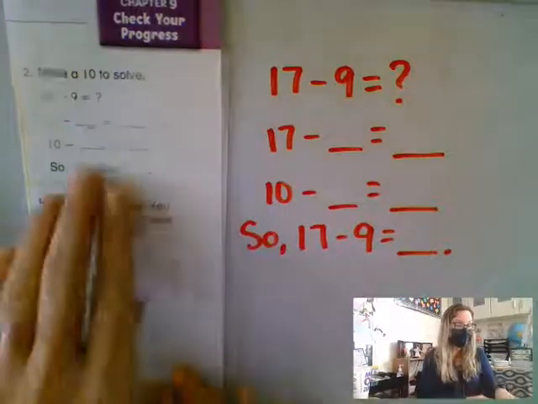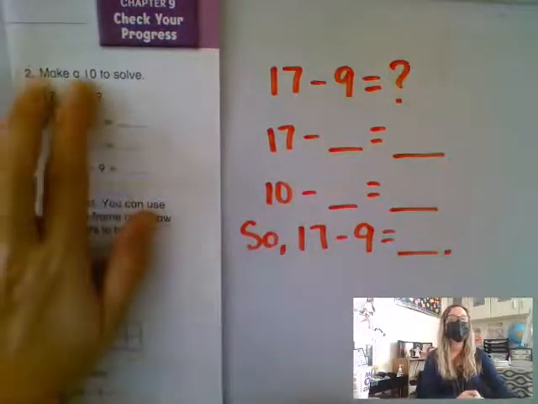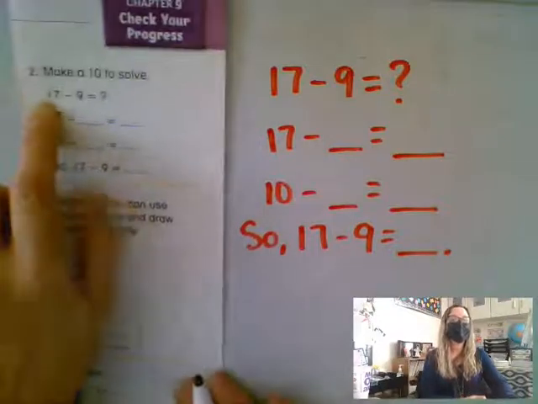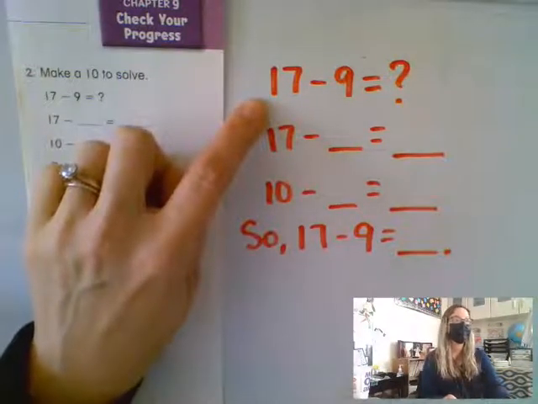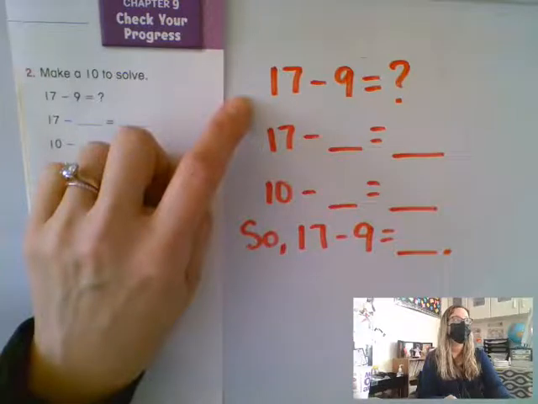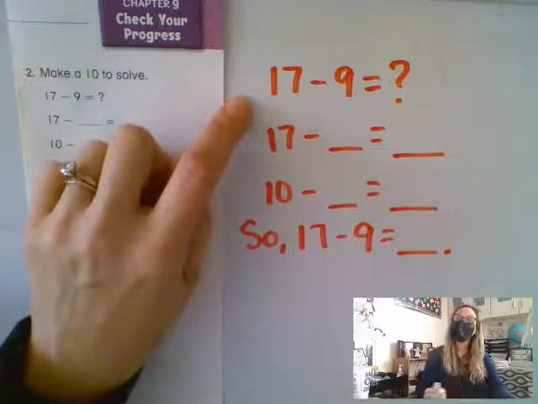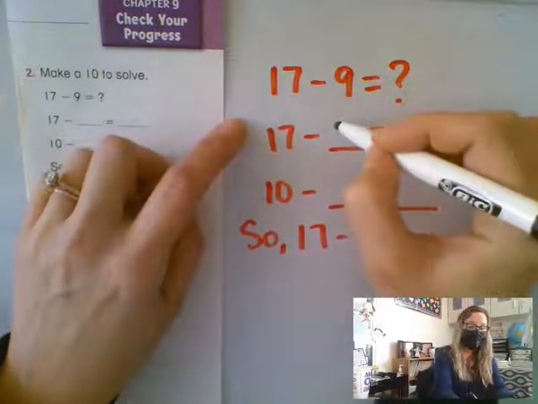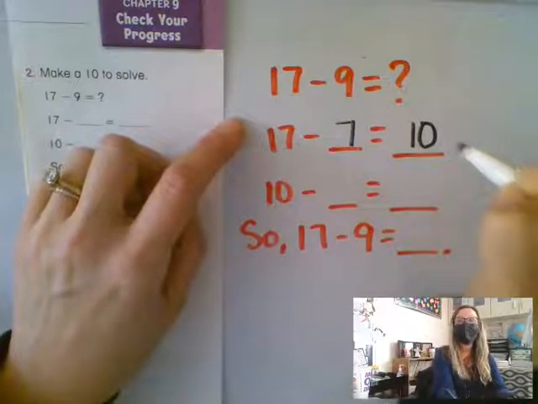All right. Looking here, 17 minus 9. I want to make a 10. So what can I do to get this 17 all by itself? How can I make 17 a 10? Emma's the only one that knows. Sage, what can I do? Take away the 7. You got it. So 17 take away 7 would give us 10. We did it. We made a 10.